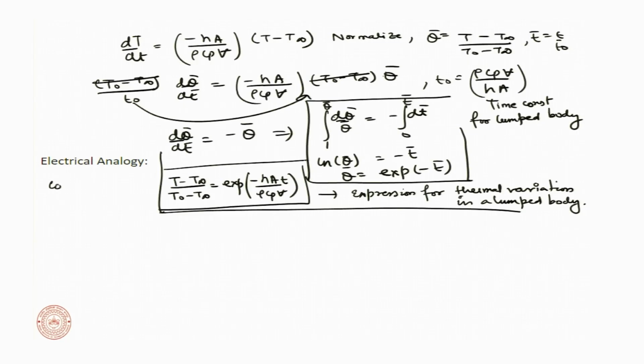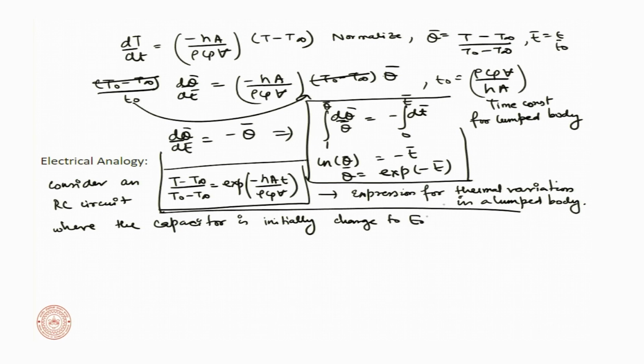Consider an RC circuit where the capacitor is initially charged to some E naught voltage and discharged through a resistance R. Okay, so this is our circuit.